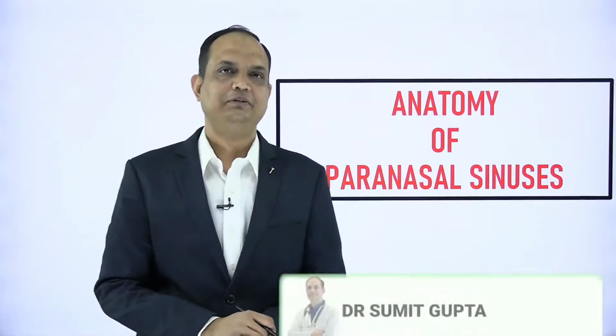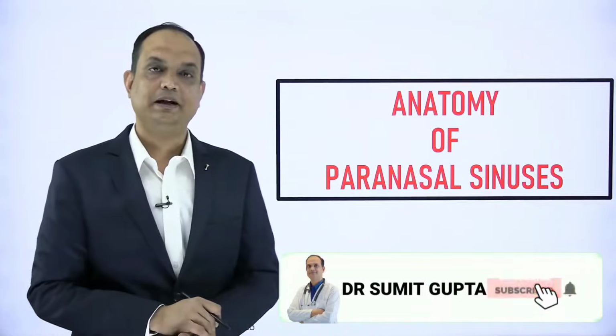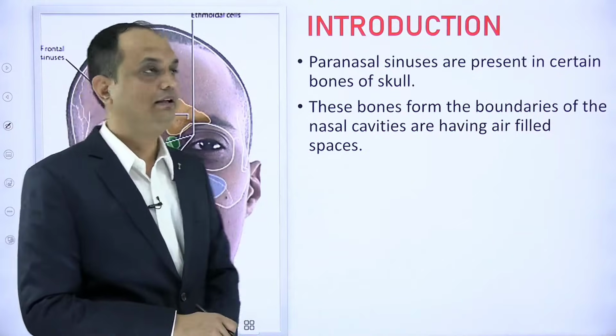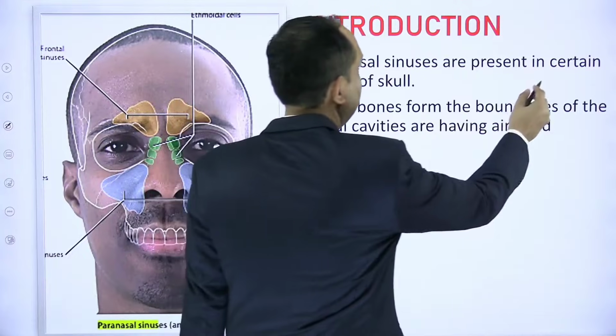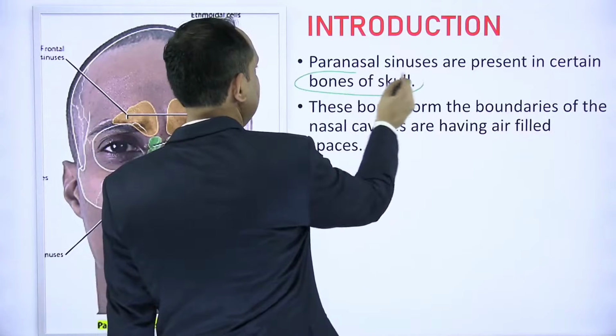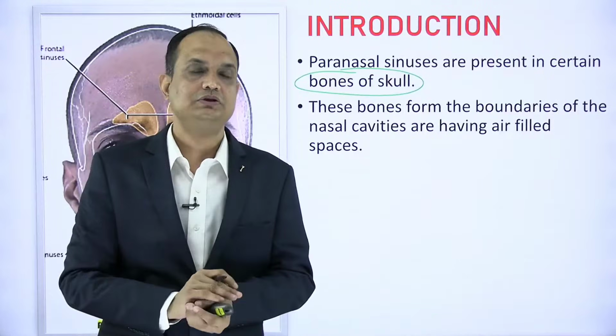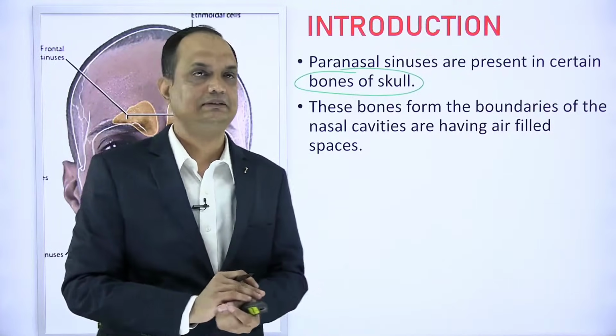Hello students, today we will discuss the anatomy of paranasal sinuses. Now, you will see the paranasal sinuses are present in certain bones of the skull. That means you have multiple bones in the skull, but not all the bones have paranasal sinuses.